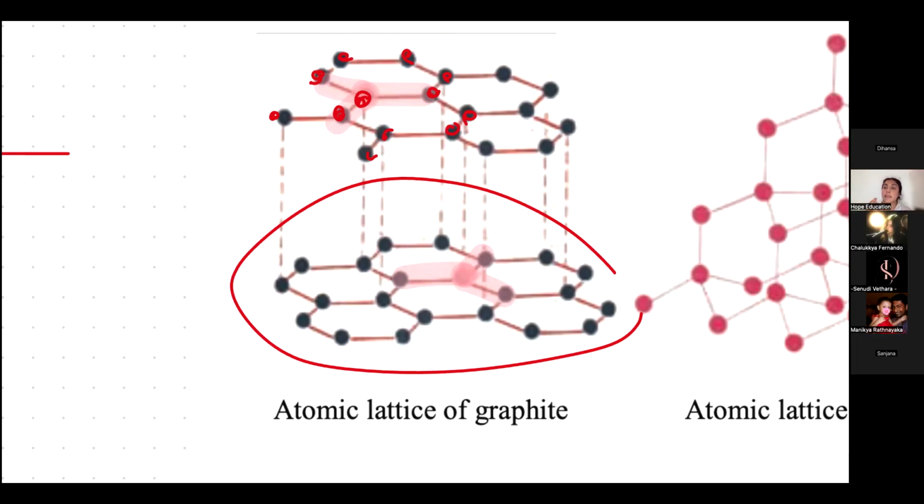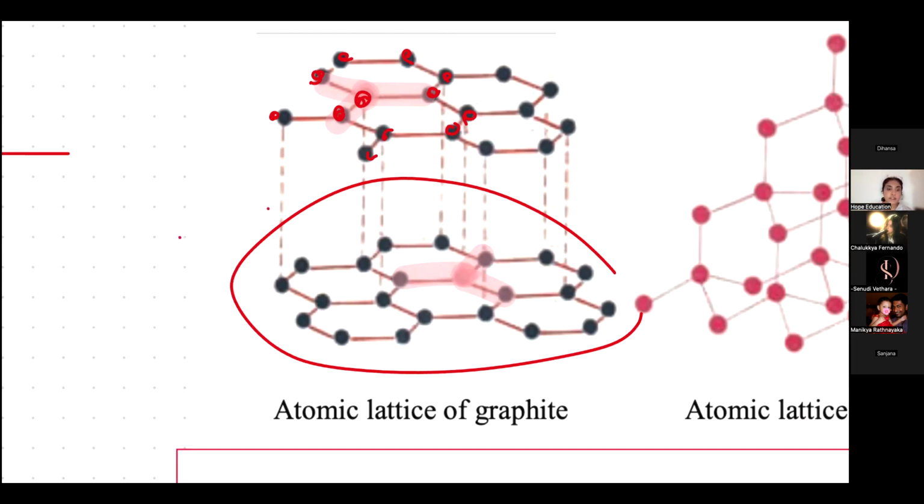Because of that, graphite will always have this carbon arrangement, the lattice, with layers and layers. No two layers come close together, because electrons and electrons repel each other. So they are separated as layers.